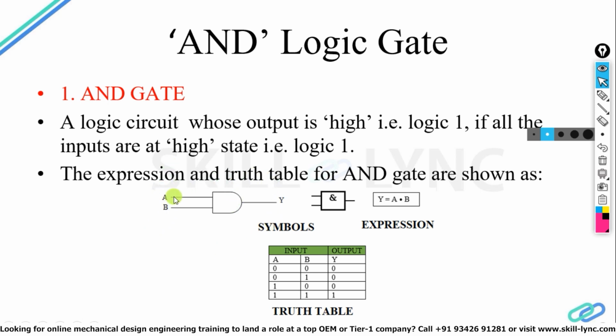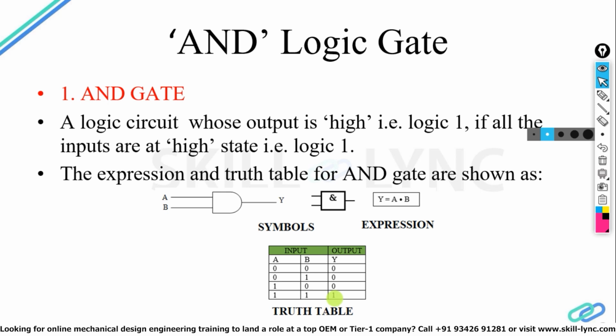Because 2 inputs are there, as I have told you, 2 inputs mean 4 possible combinations. Here we are putting A dot B, the AND gate, and the multiplication operation will take place. AB: 0 0, 0 1, 1 0, 1 1. Now you will see 0 into 0 is 0, 0 into 1 is 0, 1 into 0 is 0, and 1 into 1 is 1.